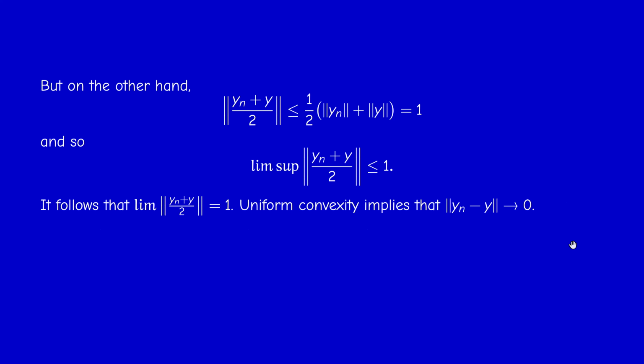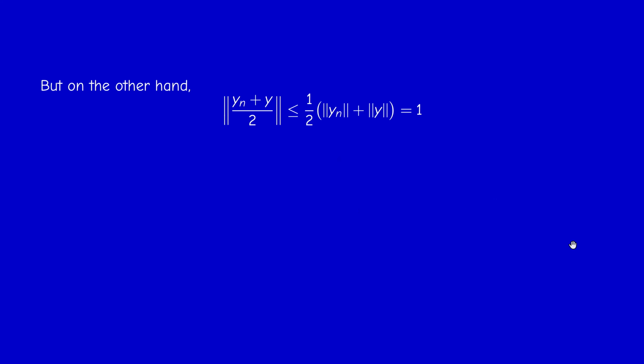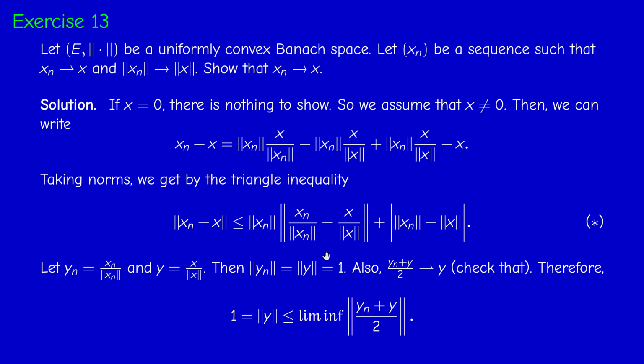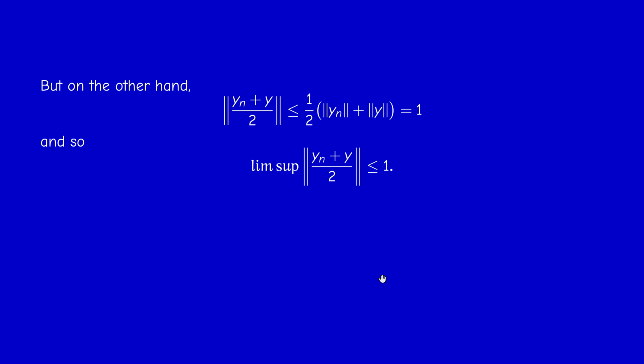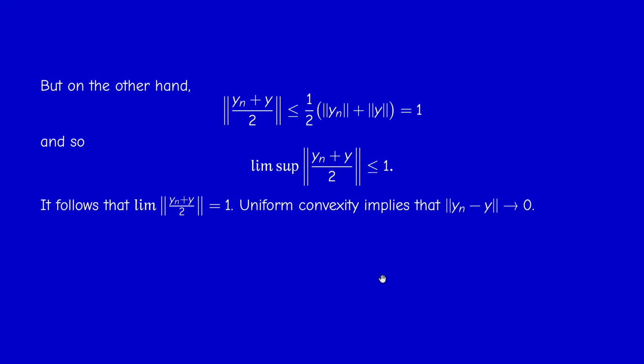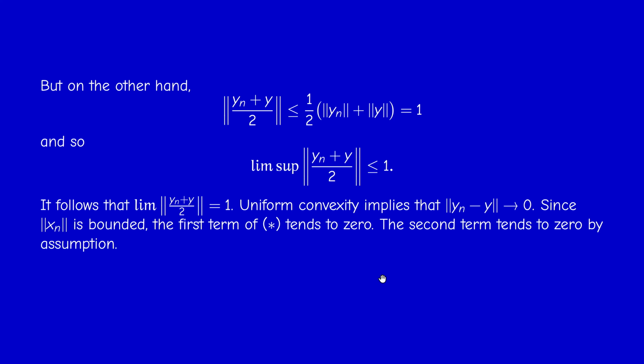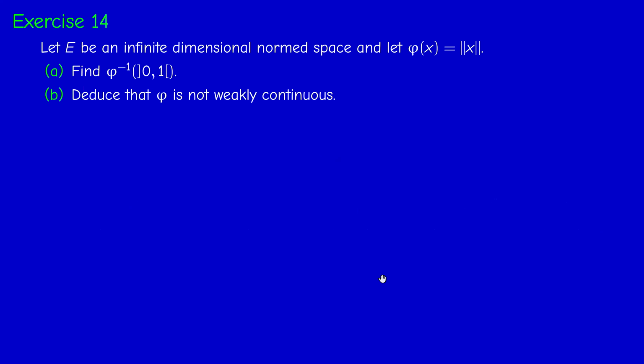So if you go back to the equation, this is just yn minus y, it tends to 0. And since the norm of xn is convergent, this tends to the norm of x, this tends to 0. Therefore, the first term tends to 0 as well. Even if the norm of xn is not convergent, it's enough for it to be bounded. Okay? Because bounded times something that goes to 0 goes to 0. Therefore, this concludes the proof. Okay, now last exercise.